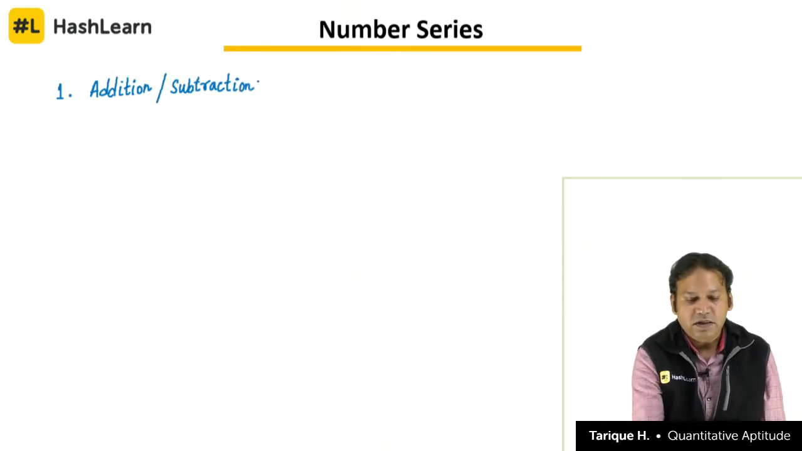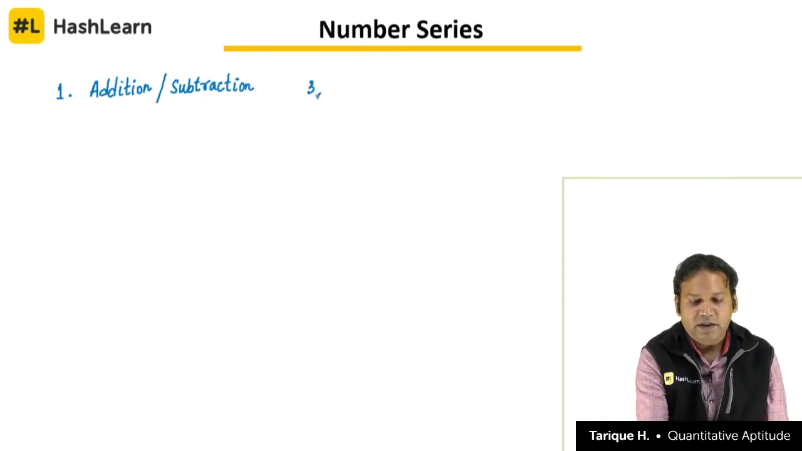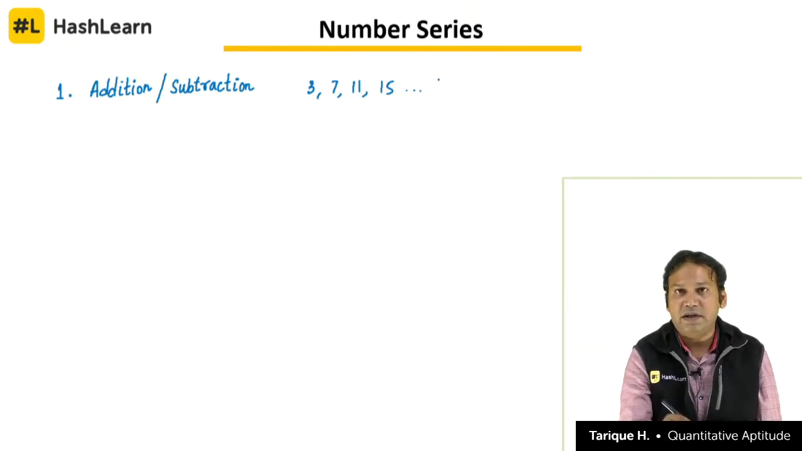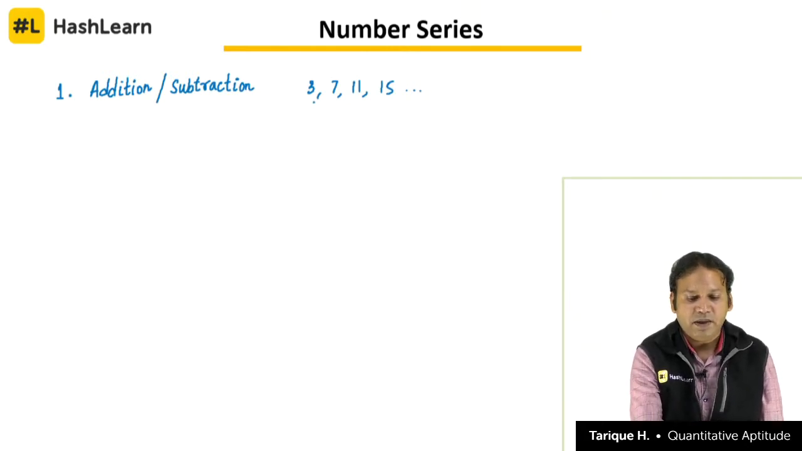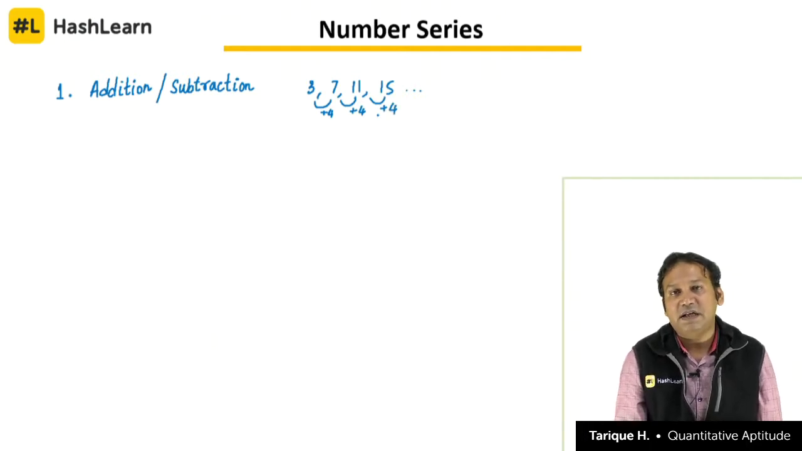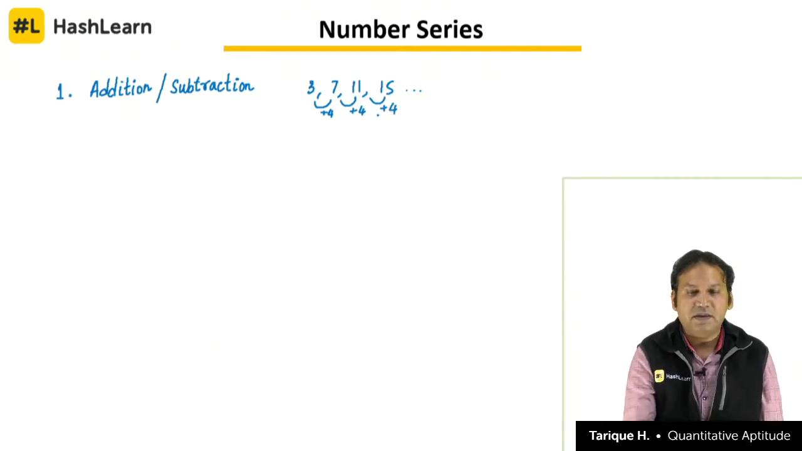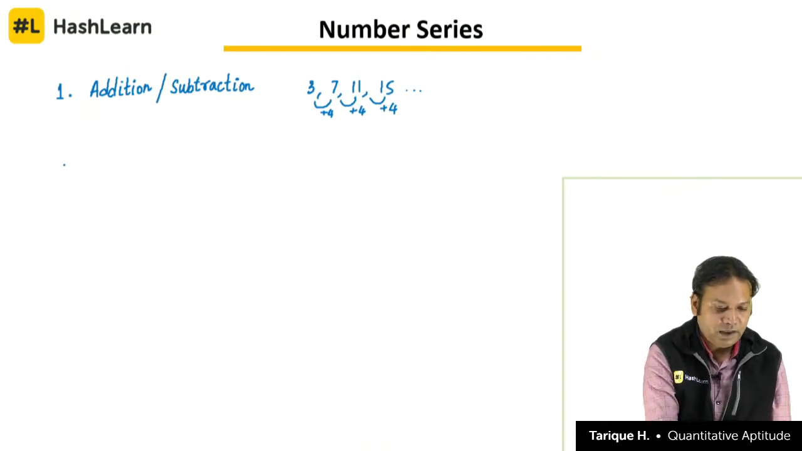Just now we have seen, for example, 3, and 3 plus 4 is 7, 7 plus 4 is 11, 11 plus 4 is 15. So this is an example of an addition series. This is a very easy question, simple addition, plus 4 each time. A constant difference at the first level is a very basic series question. This is what we call arithmetic progression.